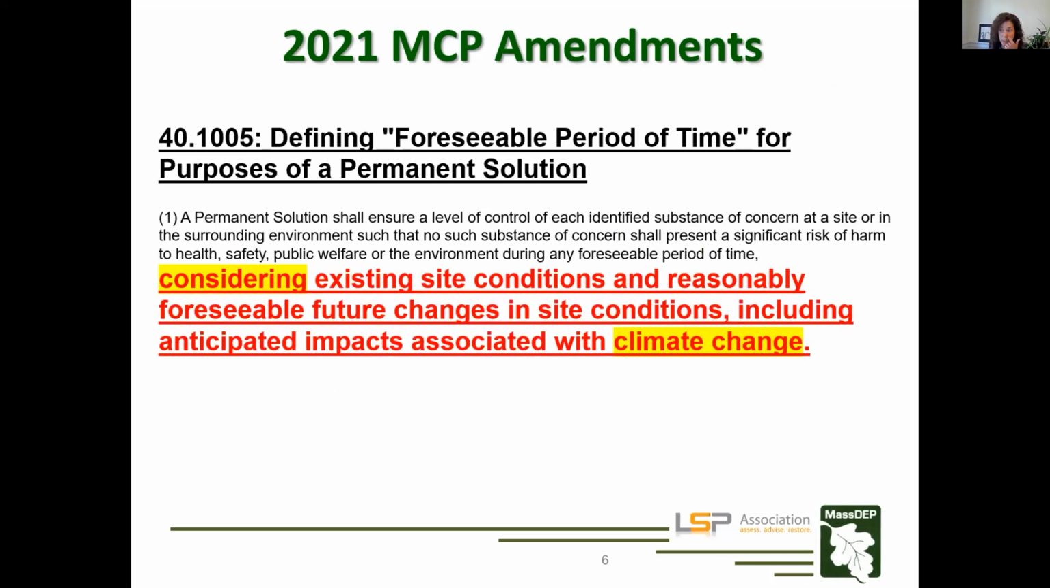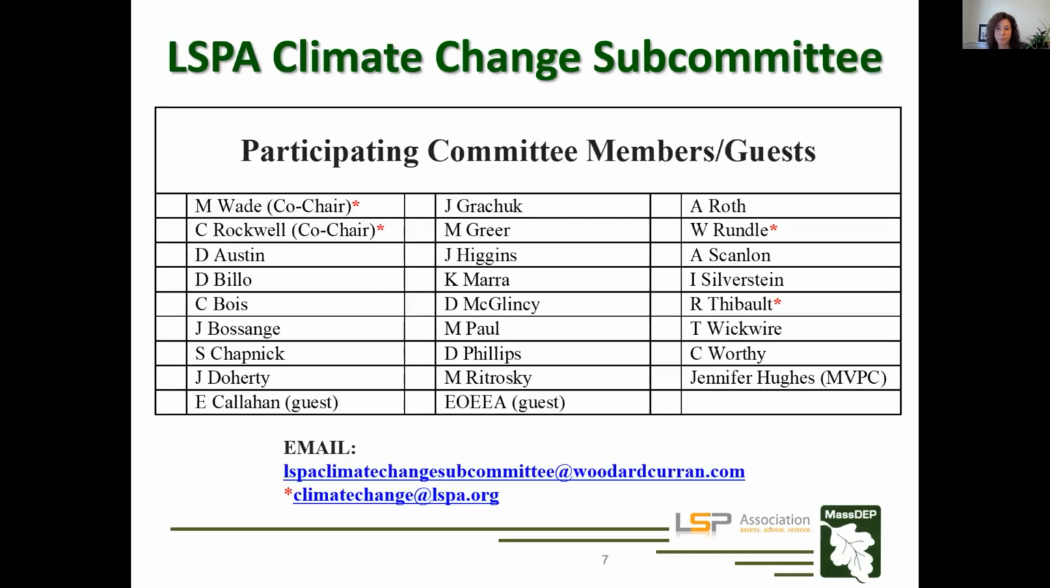And here is the only place in the updated amendments that climate change is actually listed as a word, climate change. And that's in 40.1005, considering existing site conditions and reasonably foreseeable future changes in site conditions, including anticipated impacts associated with climate change. So there are the requirements that are going to be in the new regs that focus our assessment.